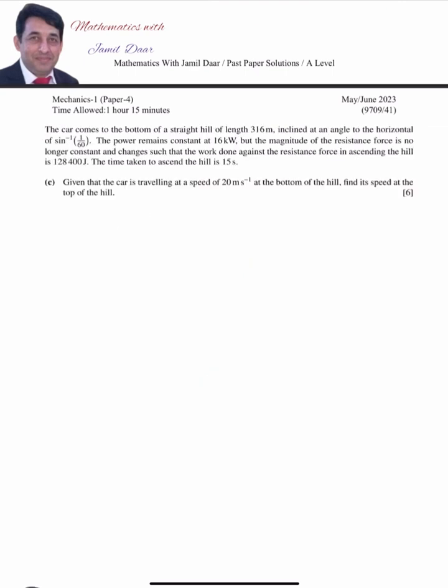Okay, this is the last part C of the last question. The car comes to the bottom of a straight hill of length 316 meter, inclined at an angle to the horizontal, sine inverse 1 over 60. Okay, so we'll draw a diagram.